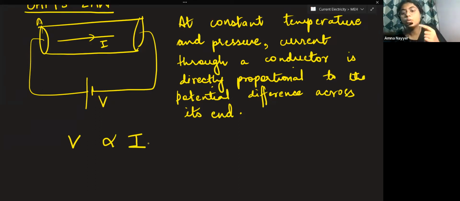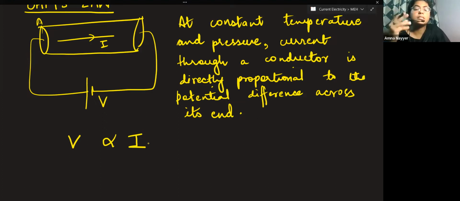And in the exam, you can be asked to draw the graph between V versus I, or to write Ohm's law. So writing the statement of Ohm's law is not tough. What are the two things that should remain constant? Temperature and pressure. And the current flowing through the conductor is directly proportional to the potential difference applied across its ends.